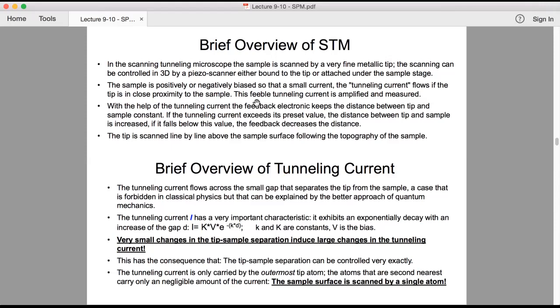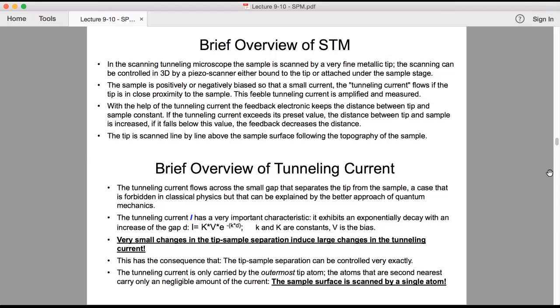With the help of the tunneling current, the feedback electronics keeps the distance between the tip and the sample constant. If the tunneling current exceeds its preset value, the distance between the tip and the sample is increased. If it falls below this value, the feedback will decrease the distance. I explained these things earlier, but I'm just summarizing. The tip is scanned line by line over the sample surface, following the topography of the sample.